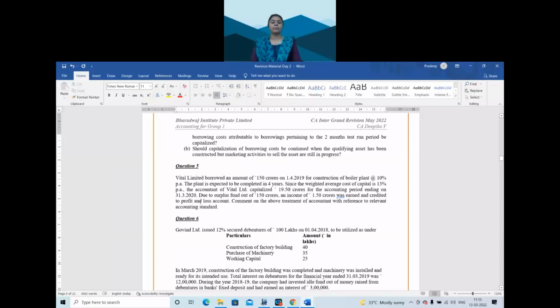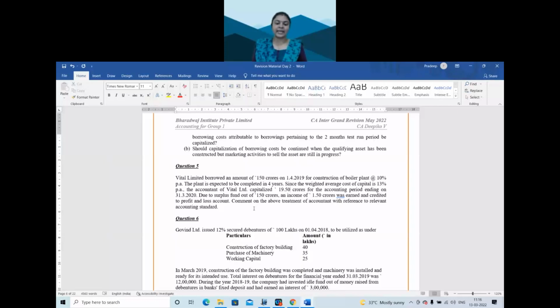For the accounting period ended 31/3/20. Due to surplus funds out of 150 crores, income of 1.5 crores was earned and credited to profit and loss account. Comment on the above treatment of the accountant with respect to the relevant accounting standard. First question. How was the 19.5 crores calculated? Okay, including the amount earned.